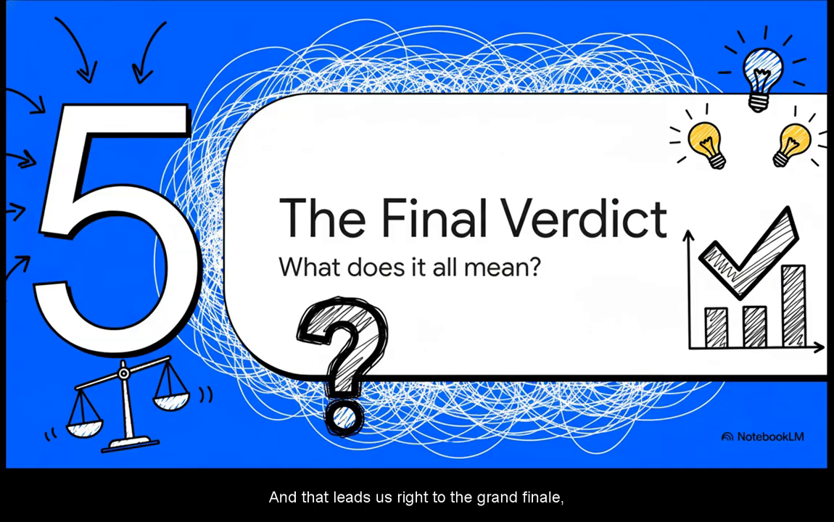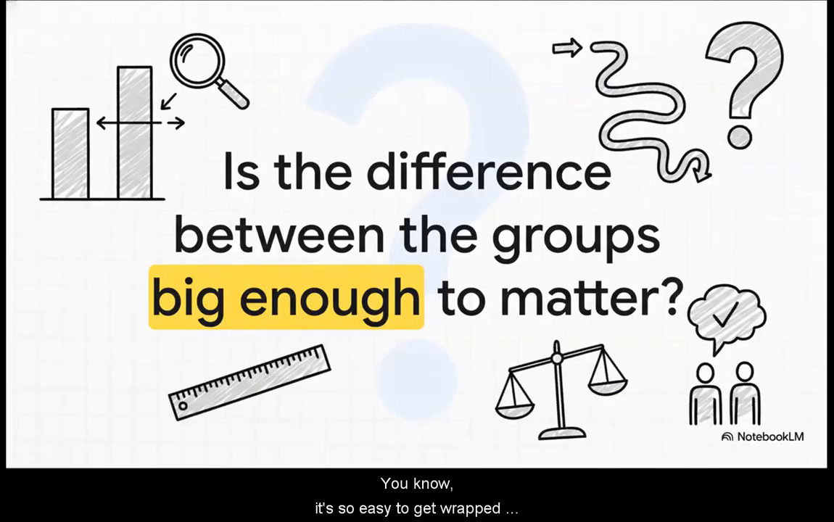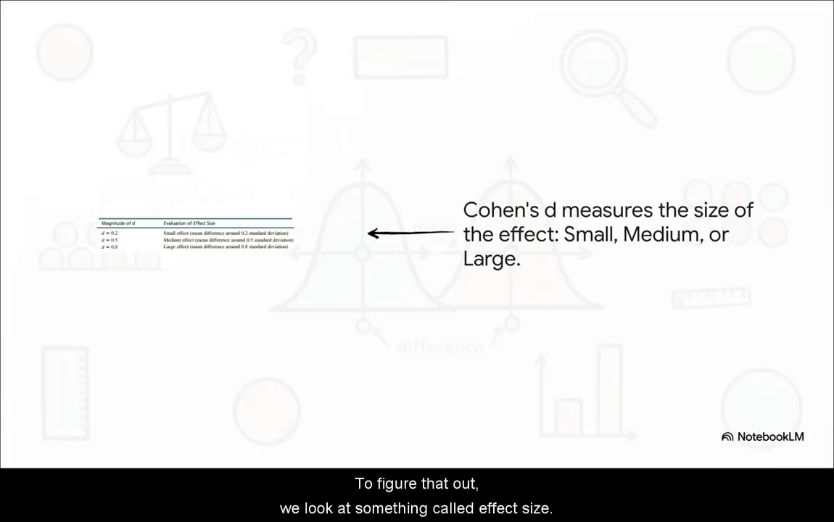And that leads us right to the grand finale, the final verdict. We've done all the work, we've run the numbers, so what? What does it all actually mean, and why does any of this matter? You know, it's so easy to get wrapped up in the math, but we have to pull back and ask the single most important question. We might have found a difference that's statistically significant, but is it big enough to actually matter out here in the real world? To figure that out, we look at something called effect size.